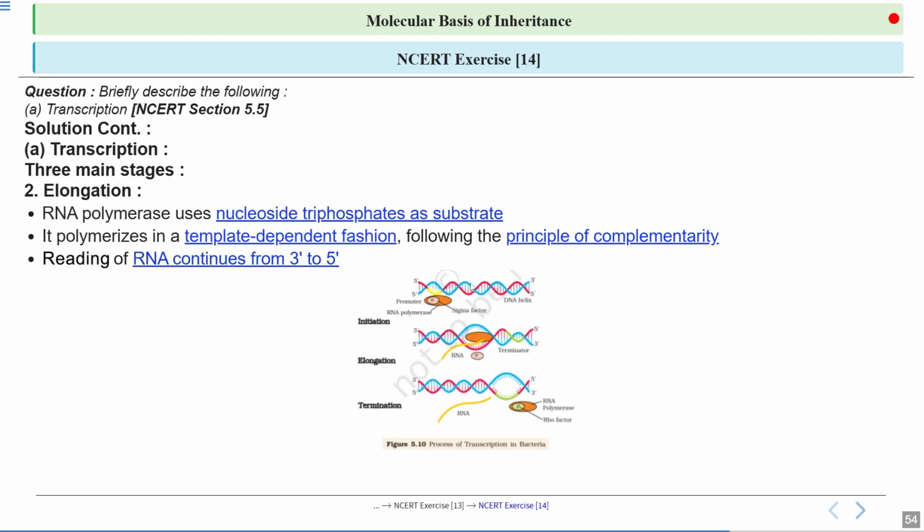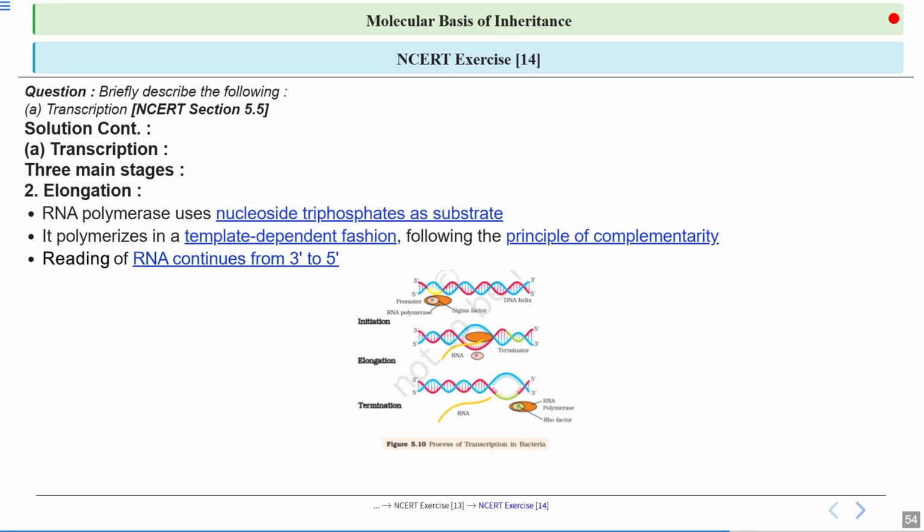Here you can see what is happening. After this initiation step, what happened? RNA polymerase goes and binds to the promoter region, and the transcription is initiated, it started. So now what happens in this elongation step? In the elongation step, RNA polymerase uses nucleoside triphosphate as substrate, and it polymerizes in a template-dependent fashion only, and it follows what? The principle of complementarity only.